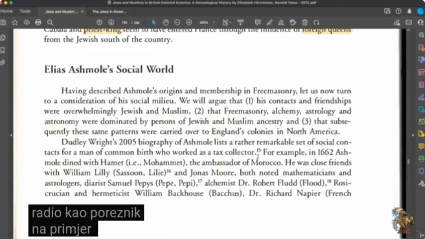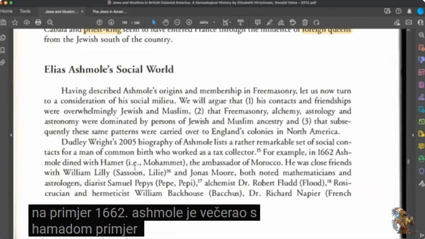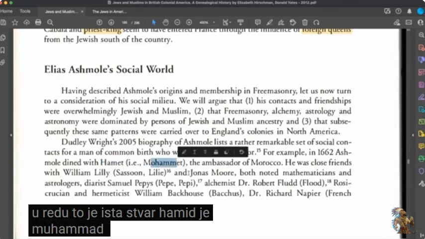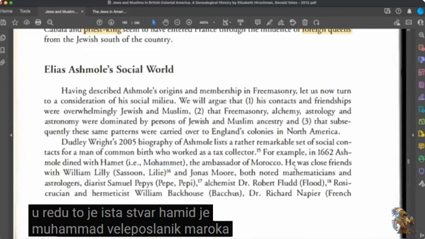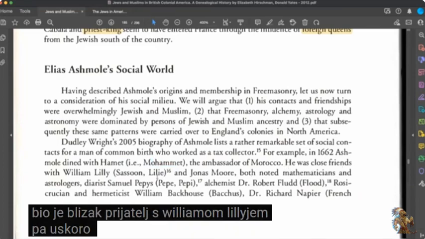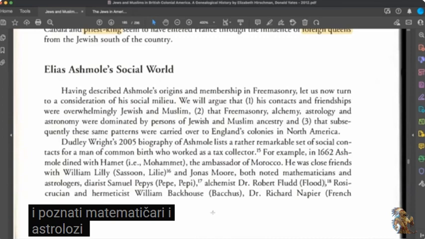For example, in 1662, Ashmole dined with Hamid. Hamid is Mohammed. It's the same thing. Hamid, the ambassador of Morocco. He was close friends with William Lilly and Jonas Moore, both noted mathematicians and astrologers.